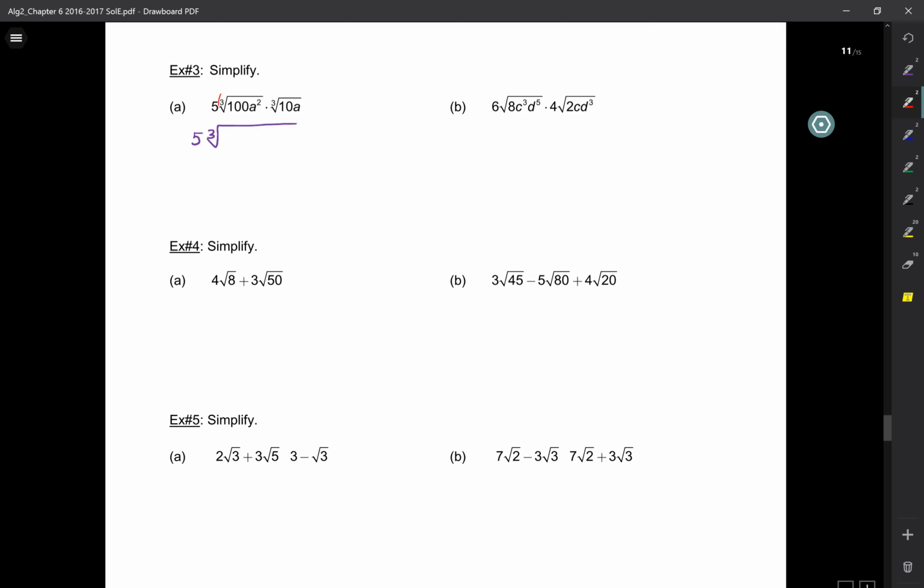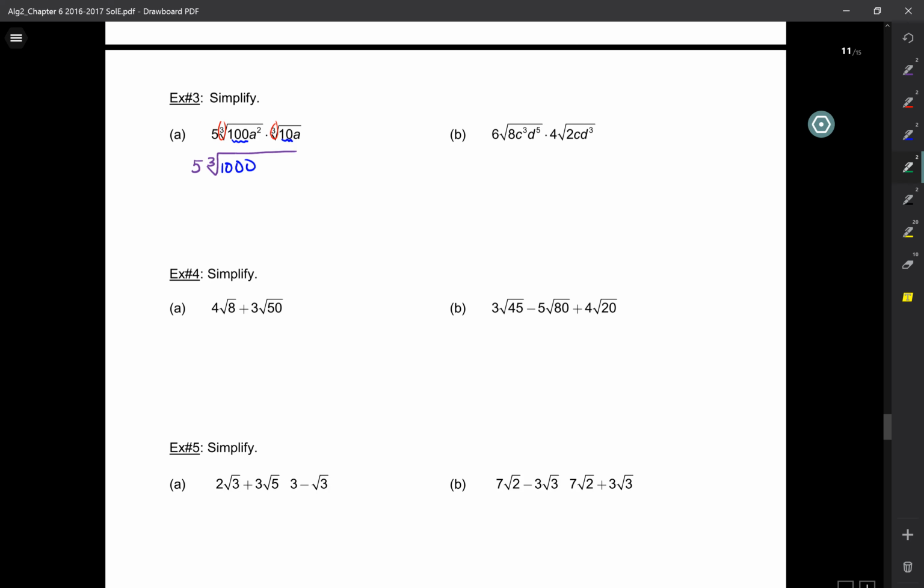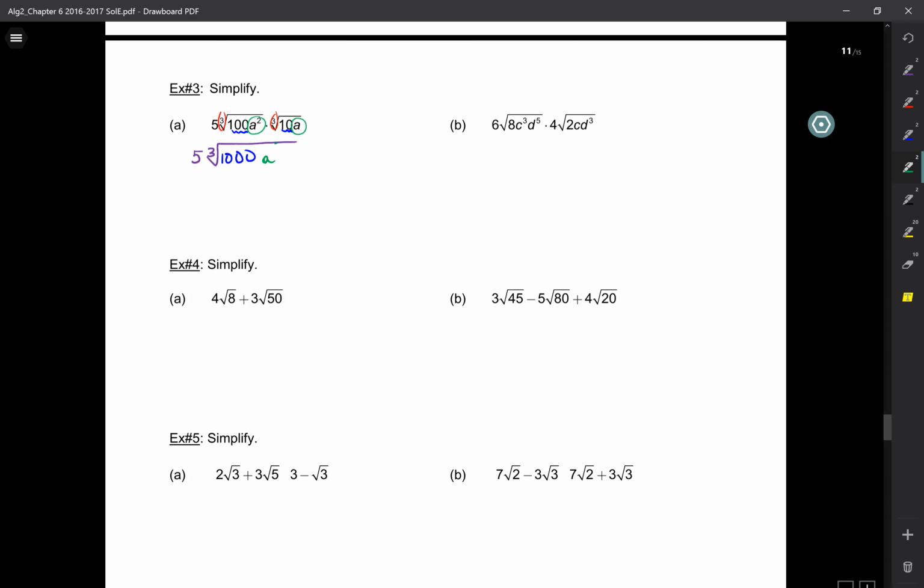So look, here I have cube root, and here I have cube root, and they're being multiplied. That means I could just multiply what's on the inside, okay? Now, inside, I multiply 100 times 10, and that gives me 1,000. And then I multiply a squared times a, and what does that give me? A to the what? A cubed, a to the 3. I'm multiplying the roots. 100 times 10 is 1,000. A squared times a is a cubed.